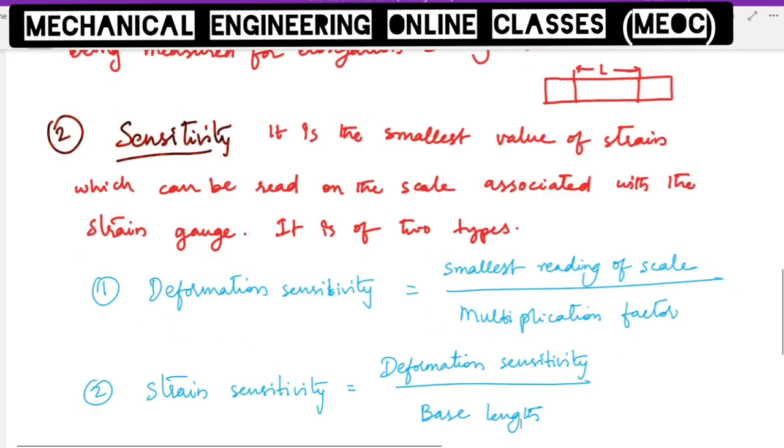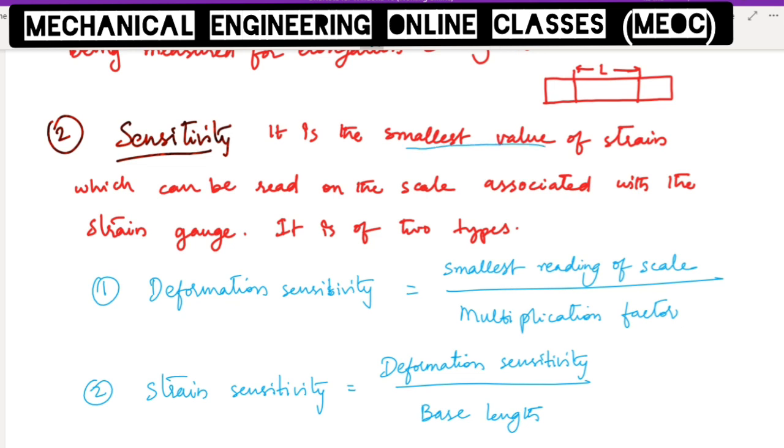The second characteristic of a strain gauge is sensitivity. By definition it is the smallest value of strain which can be read on the scale associated with the strain gauge. On the strain gauge you will have a scale, and the smallest reading that you can take from that scale is called sensitivity. If a strain gauge is more sensitive, the smallest value on the scale is lower. If it is not sensitive, the smallest reading is higher.